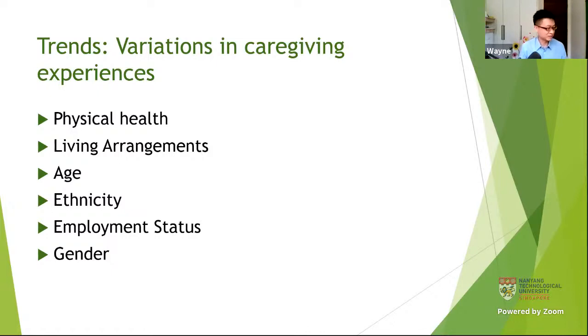So that is one type of variation due to gender. Of course, there are other variations. Different ethnic groups have slightly different ways of giving care. It also depends on living arrangements. How to give care in a one-room place is going to be different from a 4-room or 5-room flat, or a bigger house, a landed property. So the point here is that caregiving experiences are varied.